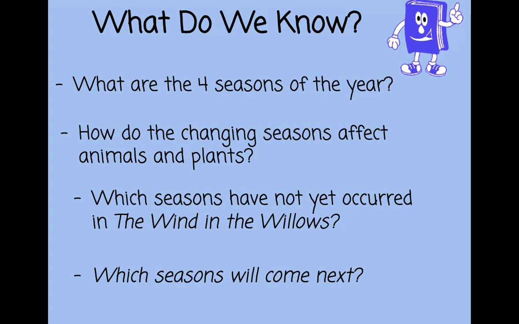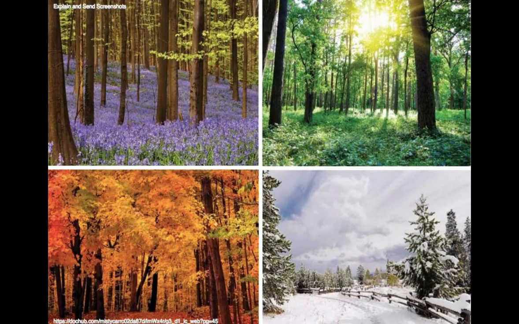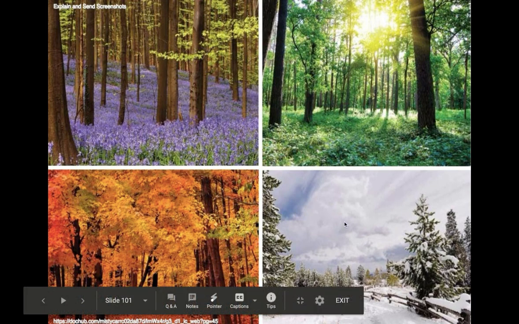Which seasons have not yet occurred in The Wind in the Willows? Fall and winter. Which season will come next in our story? Or seasons will come next? There you go, fall and winter. You can see here some characteristics that might pertain to each of the seasons. We have spring, summer, fall, and then winter.